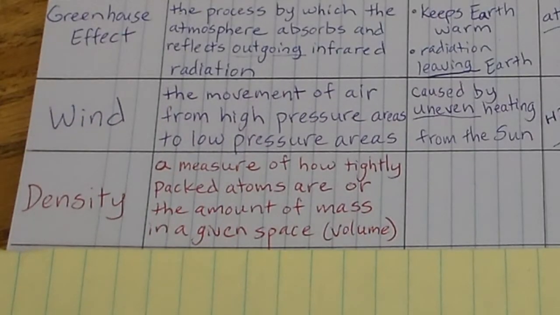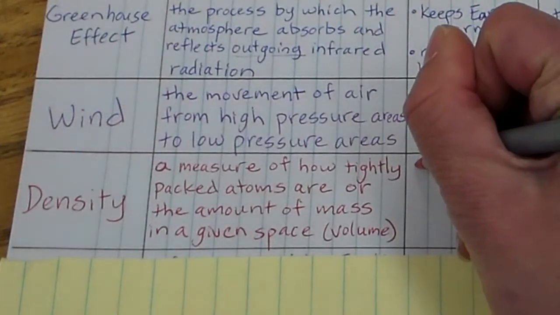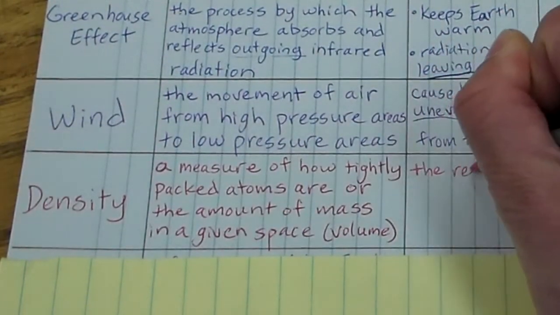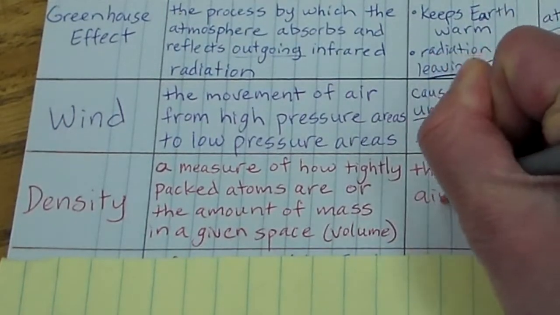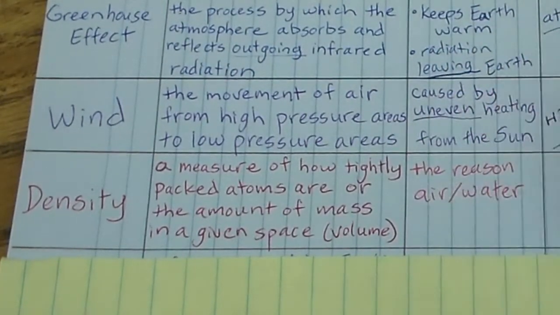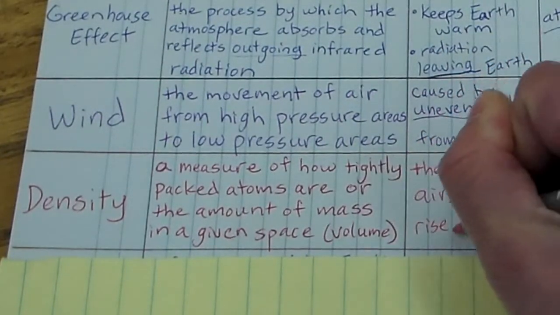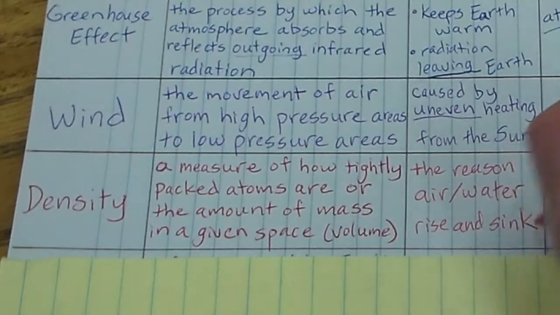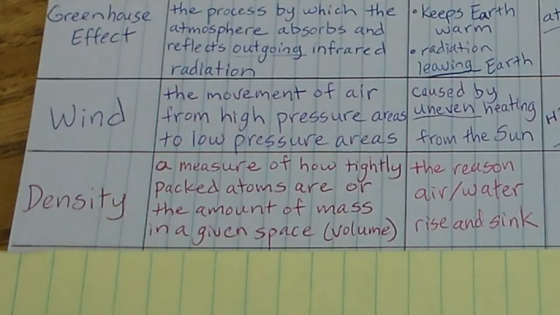So what we're going to see here for density is that this helps us understand why things like air and water are going to move. So in the details, I'm going to write density is the reason air and water rise and sink. So understanding density is going to help us understand why warm air rises and cold air sinks, or why warm water rises and cold water sinks. We're going to see that that's part of this idea called density.